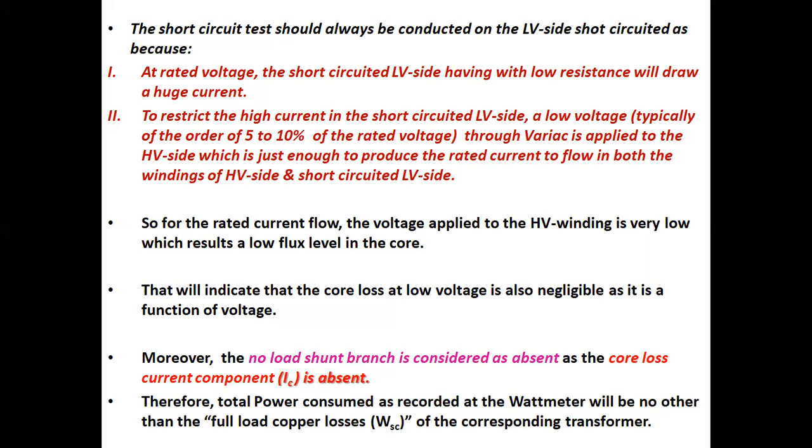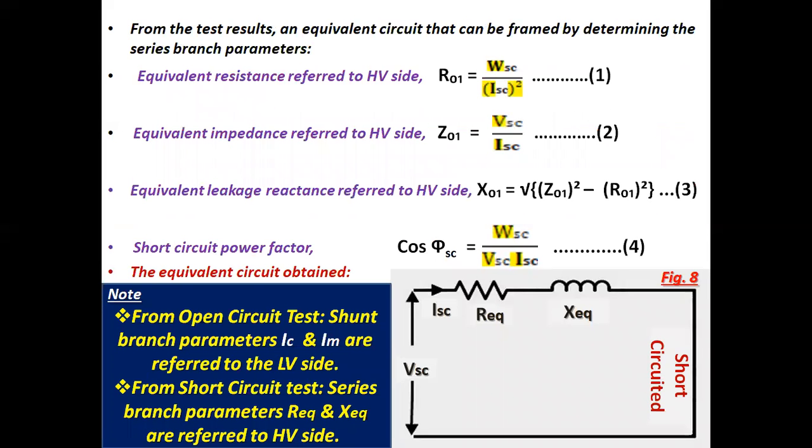Therefore, total power consumed as recorded at the wattmeter will be no other than the full load copper losses of the corresponding transformer. From the test results, an equivalent circuit can be framed by determining the series branch parameters.